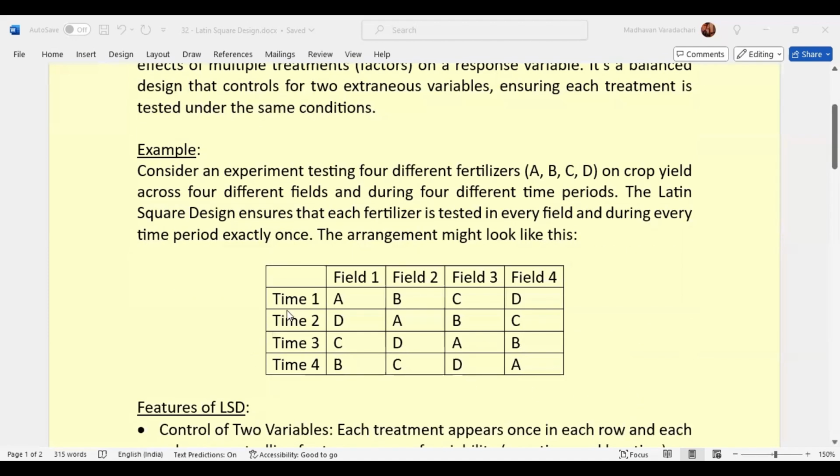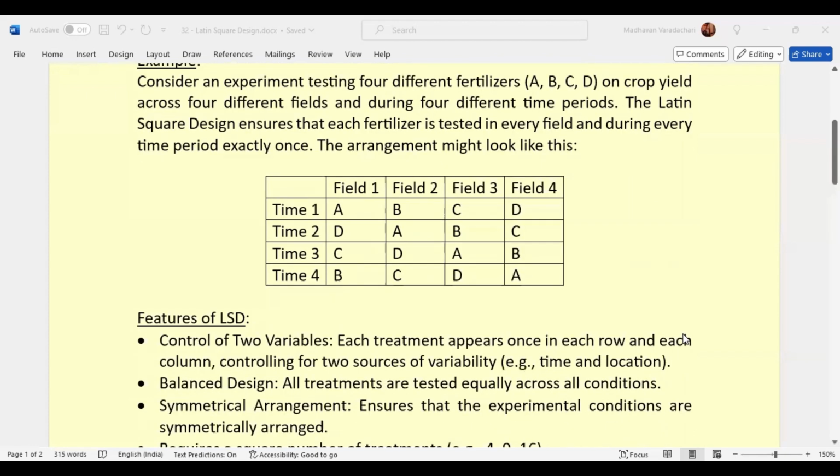So here we may notice time 1 to time 4, field 1 to field 4. In this field 1, you may notice A, B, C, D, all the treatments are occurring, but at different time intervals. Same like all the fertilizers are occurring at different time intervals, even in the field 2. Like that, it is arranged.